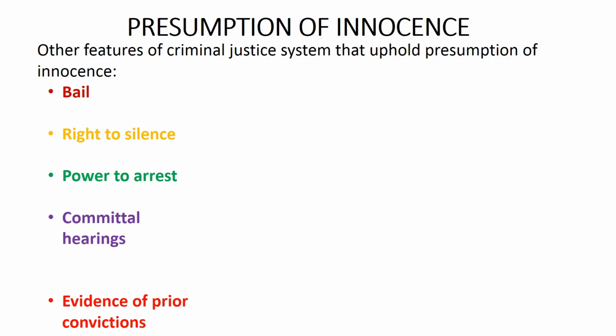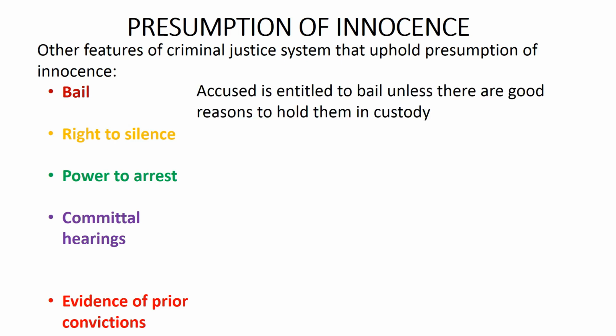Bail is the release of a person who's been charged with an offence on the condition that they appear at court for their trial. If a person is not granted bail, then they are held on remand, that is, they're held in jail until their trial. Now, the rule is that a person who has been accused of an offence, that is, they've been charged with an offence, will be granted bail unless there are good reasons to hold them in custody, that is, on remand.